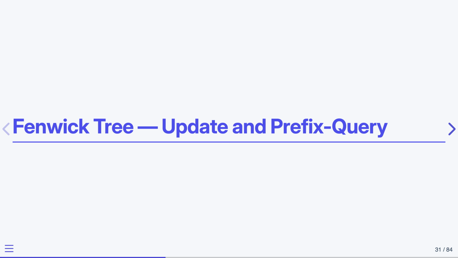Now we turn to the Fenwick tree. It keeps queries fast, but it also makes updates fast, so the data can change as often as you like.